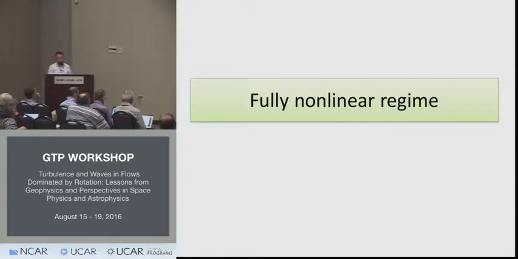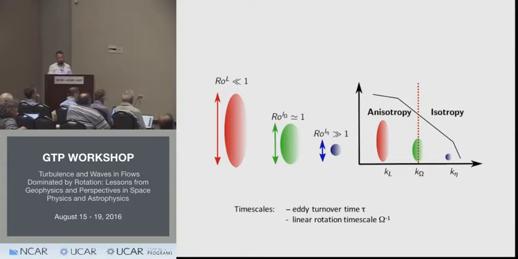I'll move on to the fully nonlinear regime, and in that case, we start with initial turbulence, and then we let the flow rotate, and so we have two different time scales. We have an eddy turnover time, and we have a linear rotation time scale, which is proportional to the inverse of the rotation rate. And in that case, considering different structures in the flow, the turnover time of the structures is different. And if you compare the turnover time of structures of different sizes, you can compute a different Rossby number at different scales.